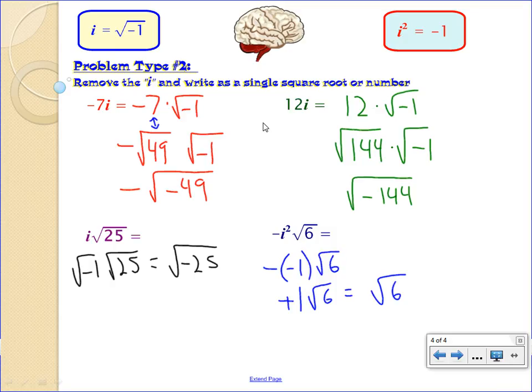Getting rid of i and writing it as a single square root or single number. Hopefully those examples made sense. Hopefully you followed along as best you could. And this video will certainly be up there. You can pause it and rewind it at any point. You can watch as many times as you need. Hopefully those kinds of problems will make sense and will help you for your homework.